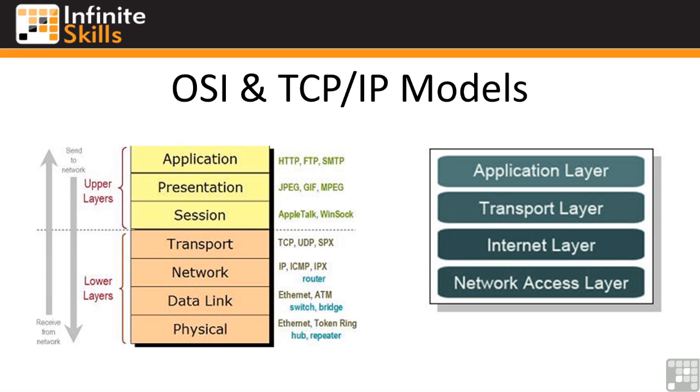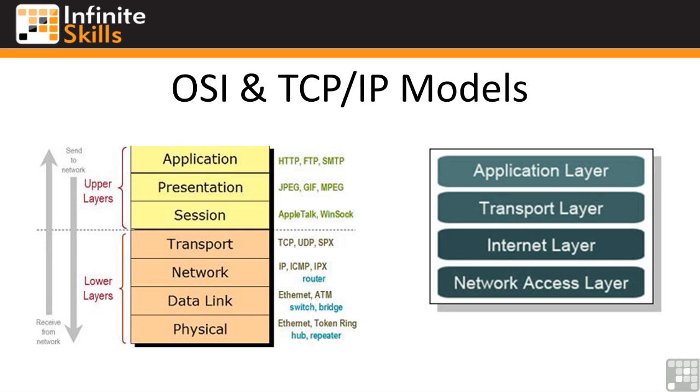And to the right-hand side of the names of the different layers, you'll see examples of those particular layers. At the physical layer, you would have, for example, Ethernet or token ring, and those are protocols. Also, a hub or a repeater or a network interface card would be considered something at the physical layer. At the data link layer, again, we're talking about Ethernet, a different component of Ethernet. We're also talking about ATM, and switches and bridges also exist at the data link layer. In other words, they operate at layer 2.